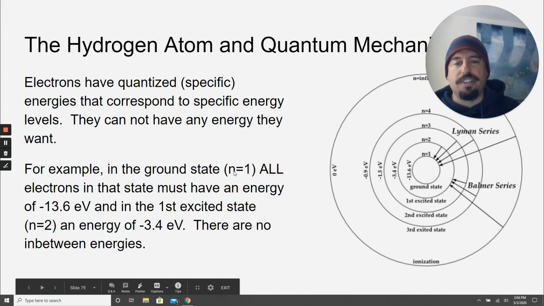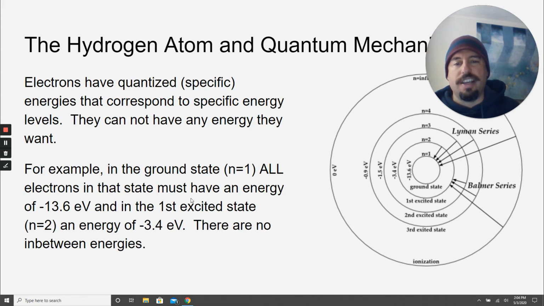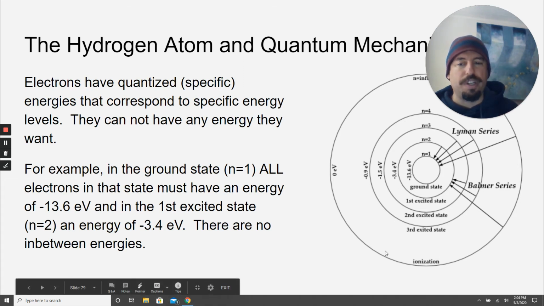For example, in the ground state, all electrons in that state must have an energy of negative 13.6. So they're all right down here. In the first excited state, they all have an energy of negative 3.4. There are no in-between energies. They're distinct steps.